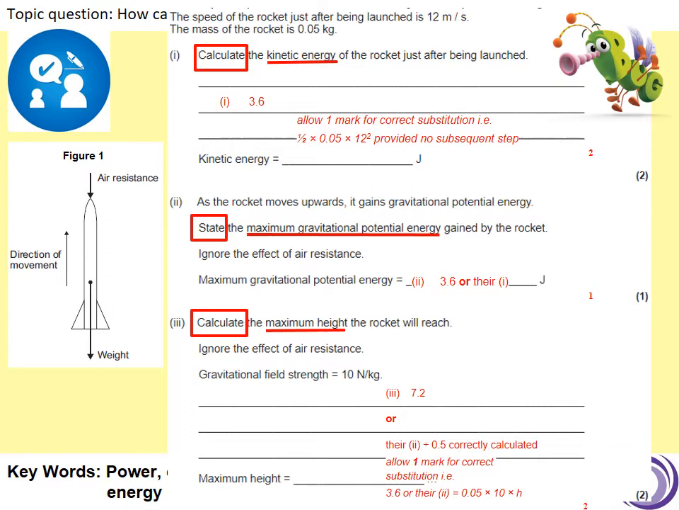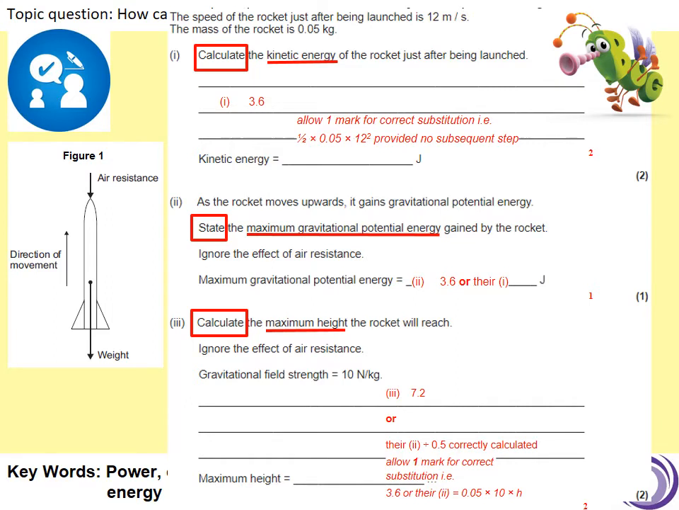So gravitational potential energy is equal to your mass times by your gravitational field strength times by your height. And you would have to substitute your numbers in correctly and then rearrange to find your height. So right at the bottom there, it tells you what your substitution would have been. So you'll get a mark for your substitution and then a mark for your correct answer.